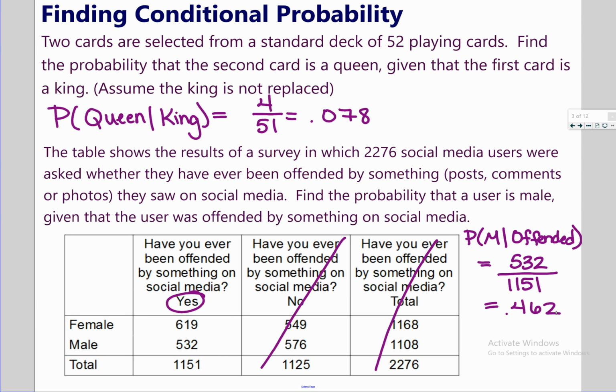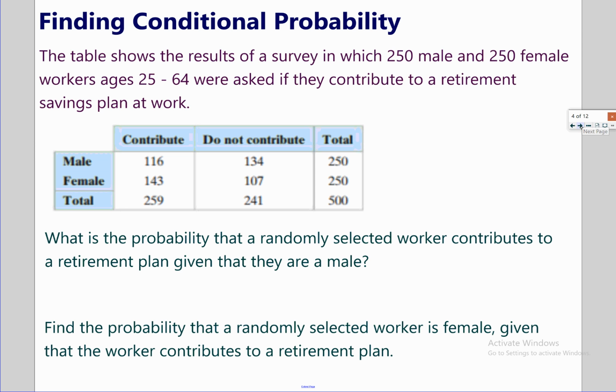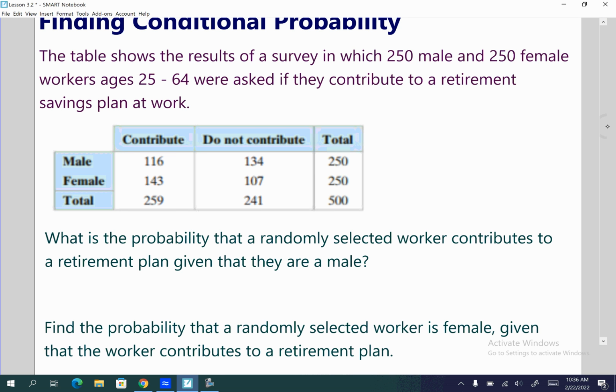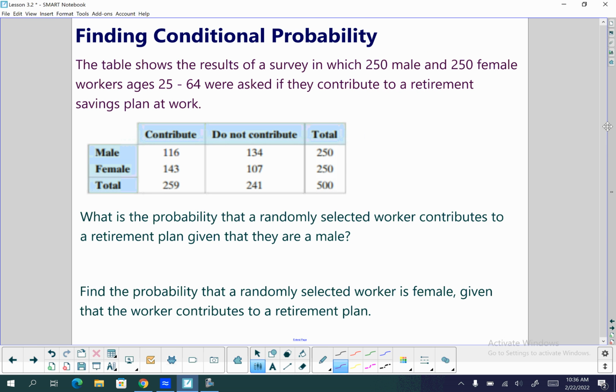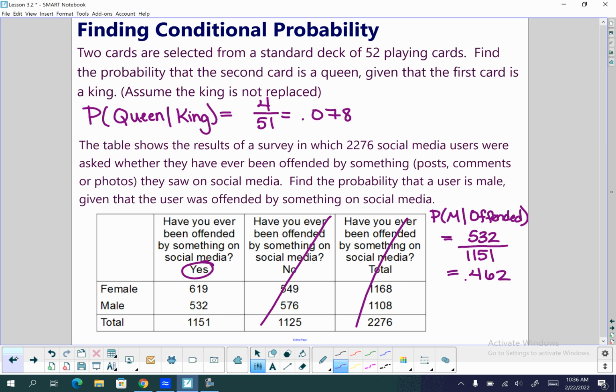Good? Okay, the next slide on your Jamboard has 2 questions for you guys to try based on this table of information. Okay, so I'll give you a couple minutes. You can work together if you want. Find these 2 probabilities. The decimal in the last one was a 0.462 when I divided those.